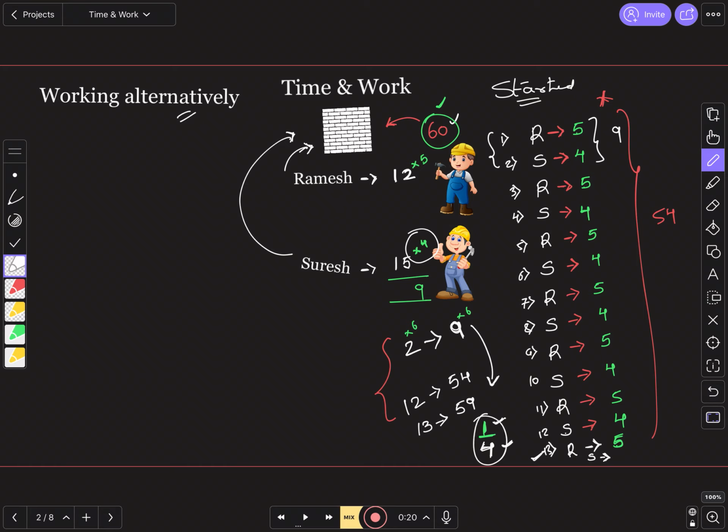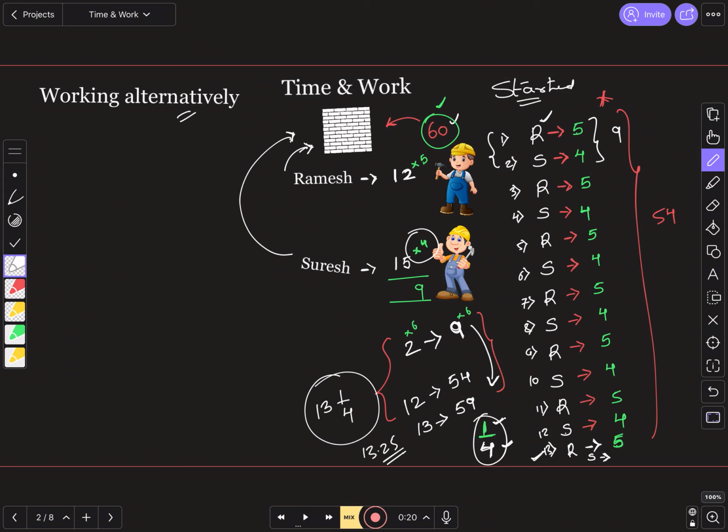1/4 of the 14th day will be required, which means 13 full days and 1/4 of the 14th day, 13.25 if I have to put it in decimal. That is the number of days required to finish the work if they work alternatively, started by Ramesh. It's quite simple. Just write this part and you should reach your answer. Now let's see the next part of it.